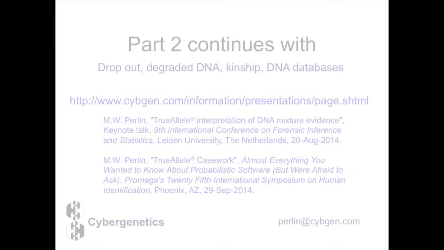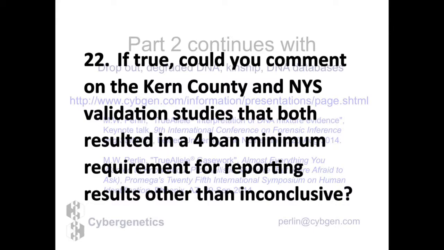I think we're running out of time, and so there's one last question I have in my hand here, so I'll go through that. If true, could you comment on Kern County and New York State validation studies that both resulted in a 4-band minimum requirement for reporting results other than inconclusive? I can. The validation studies actually did not show that. These are administrative decisions that people make. In the case of Kern County, that decision to have a 4-band minimum or a match statistic of 10,000 was based on having no errors in 5-person mixtures. Looking at the data for 2-person mixtures, there wasn't a single false positive over a log LR of 0. And then even with 3-person mixtures, it was very low.